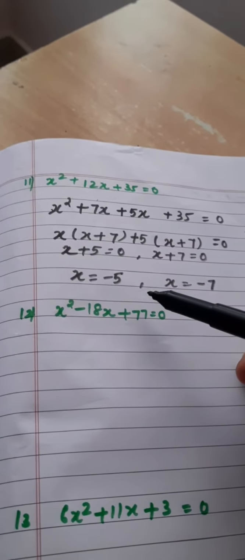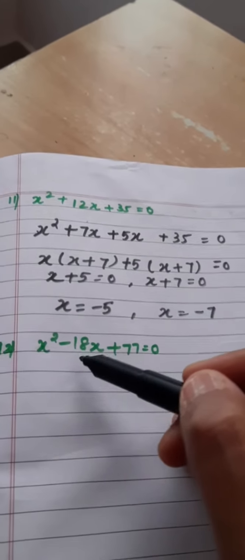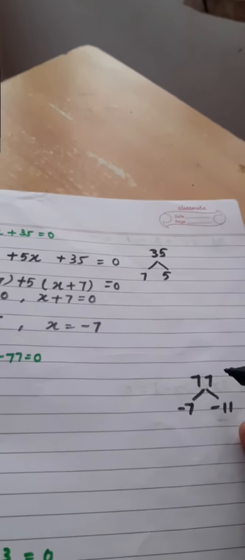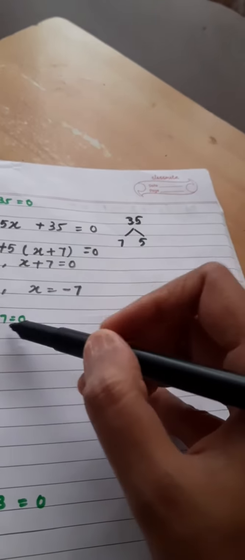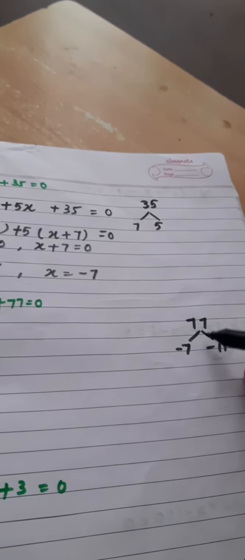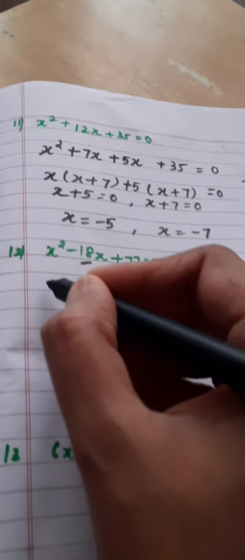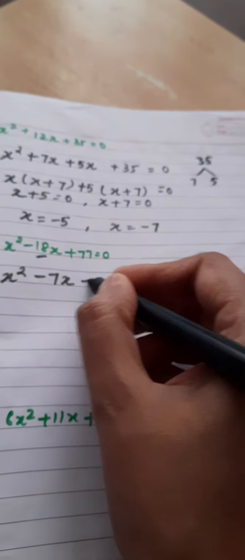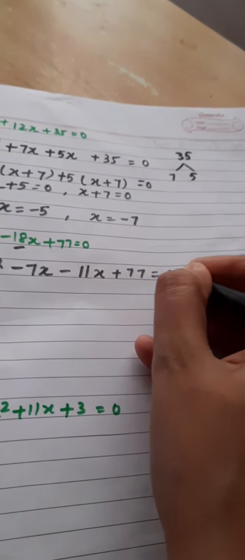Next, x square minus 18x plus 77. So 77 we can write as 7 11s. And the coefficient of b is minus 18. So we need to apply minus into minus plus for this part. So it's 77 and minus 7 minus 11 is minus 18. So x square minus 7x minus 11x plus 77 equal to 0.